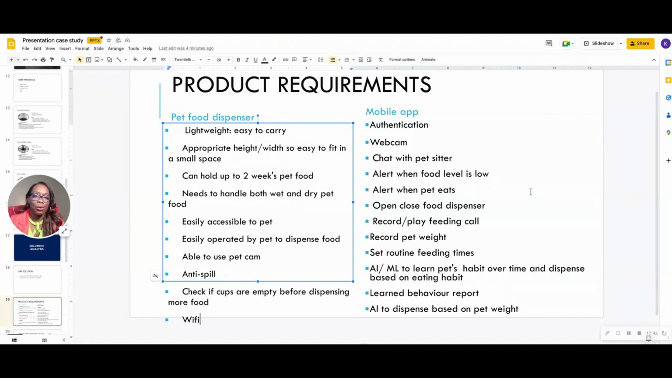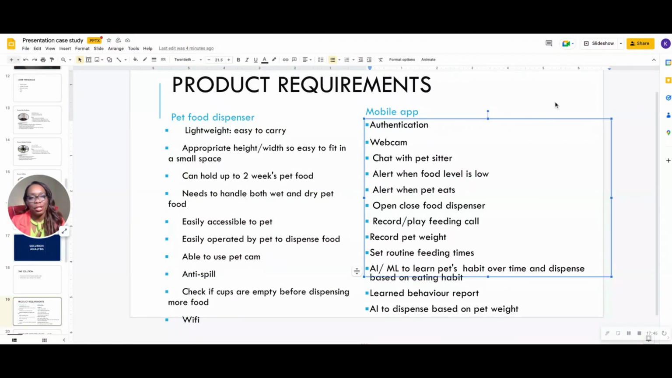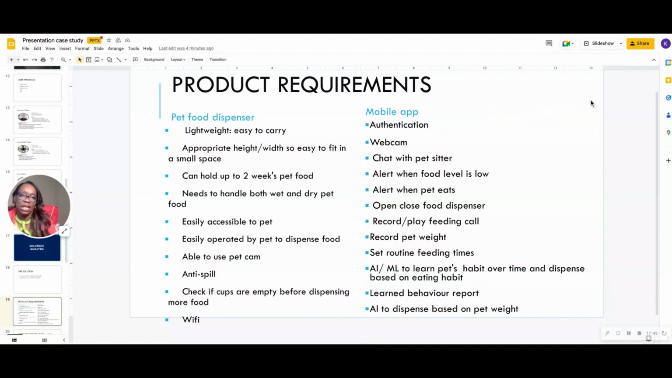And then for the mobile app that goes alongside the pet food dispenser, we have a few features as well. So there's authentication, so you can log in so that the right person is looking at the information and looking at the camera. There's obviously the webcam that you're going to manage from the mobile app. There's chatting with the pet sitter, so maybe you can send a message to the pet sitter if she has the app as well, and they can communicate that way. Alert when the food level is low to say we need to refill. Alert when pet eats. Remember that he was worried about whether or not the pet is eating, so now we can give that confirmation that the pet started eating at the food dispenser, so he ate.